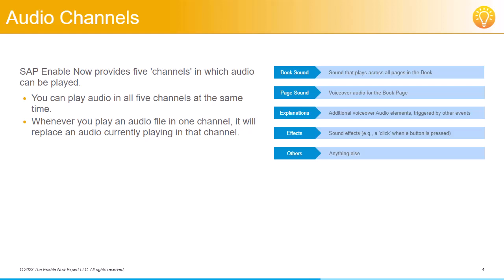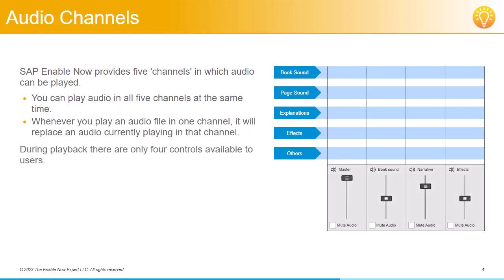Now, when you assign audio to these different channels, you do need to consider the options available to users for adjusting the volume or muting audio during playback. Because although there are 5 audio channels, there are only 4 volume controls available to learners in the book reader. These are Master, which affects all channels, Book Sound, which affects only the Book Sound channel, Narrative, which applies to both the page sound and explanation channels, and Effects, which covers both effects and others.